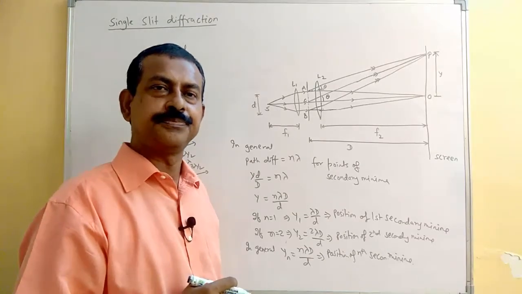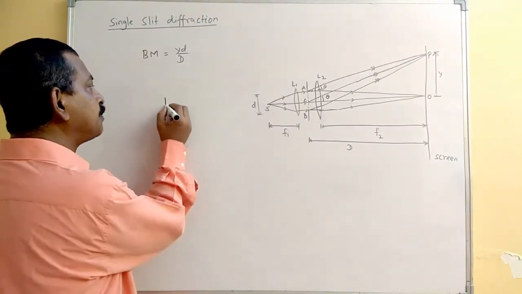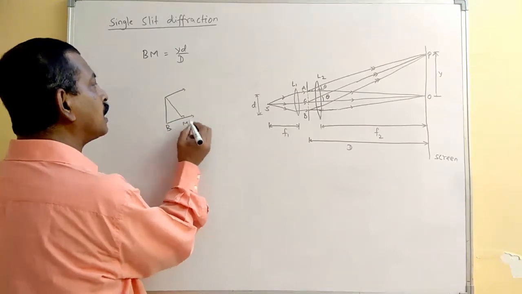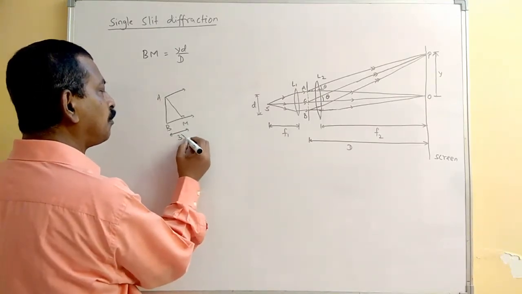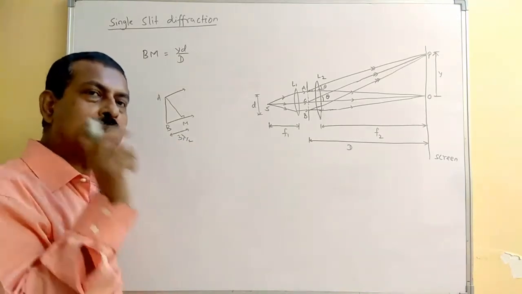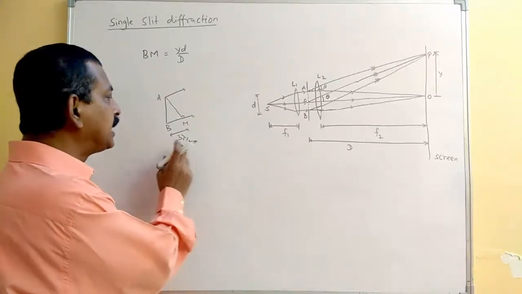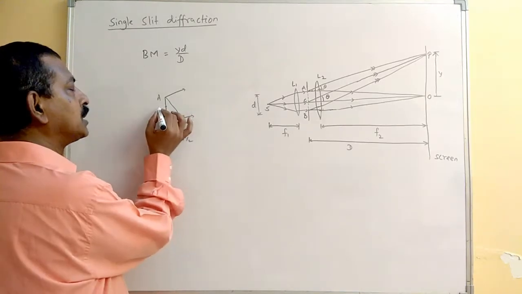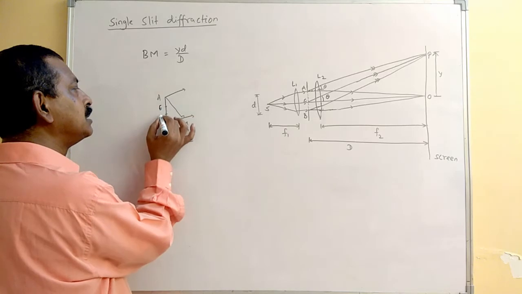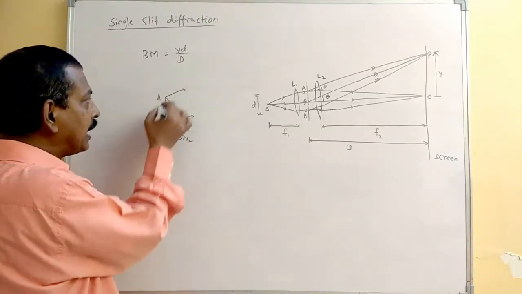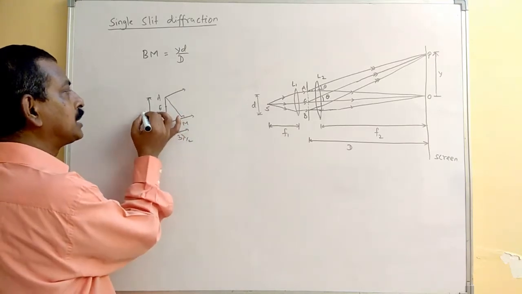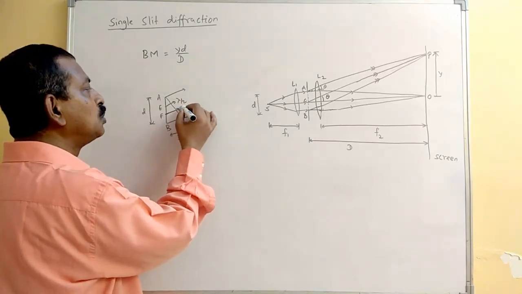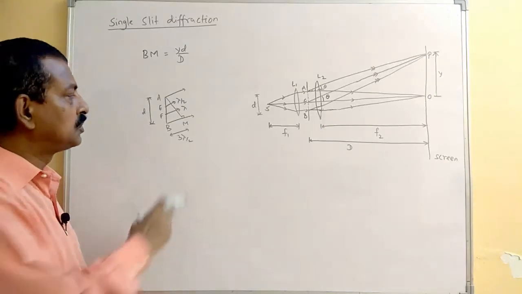this screen. Now let's take that this BM, this one is 3 lambda by 2. We have taken lambda, 2 lambda, 3 lambda, 4 lambda. Now we are taking, suppose this is your 3 lambda by 2. We are now dividing it into 3 equal parts. So suppose it is your E and this is your F. So if this slit d is divided into 3 equal parts, then the waves going from A and E will have a path difference of lambda by 2. This will be lambda, this is your 3 lambda by 2.